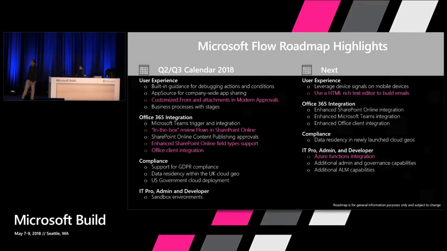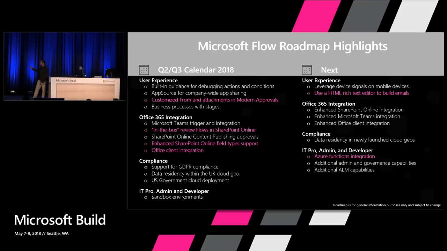So let's talk a little bit about where we're headed in the next few months. I'm not going to talk about everything because we're a busy team, we're an agile team, we're shipping a lot almost every week. But I do want to point out a few highlights. Very soon, we'll be allowing you to customize the from and also include attachments in your modern approvals experiences. We'll have the request sign-off flow for SharePoint Online. We'll also have multi-value read-write support in SharePoint. And we'll also be including the Excel integration directly in Office. A little later, we'll have rich HTML text editors to help you write your emails.